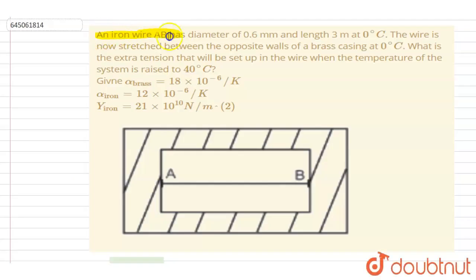Hello everyone. An iron wire AB has diameter 0.6 mm and length 3 meters at 0 degrees Celsius. The wire is now stressed between opposite walls of a brass casing at 0 degrees Celsius. What is the extra tension that will be set up in the wire when the temperature of the system is raised to 40 degrees Celsius?